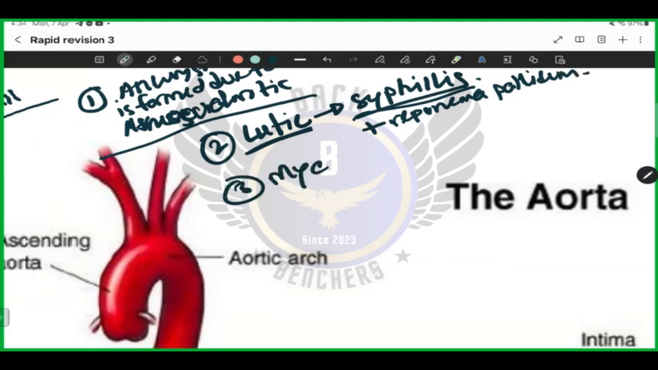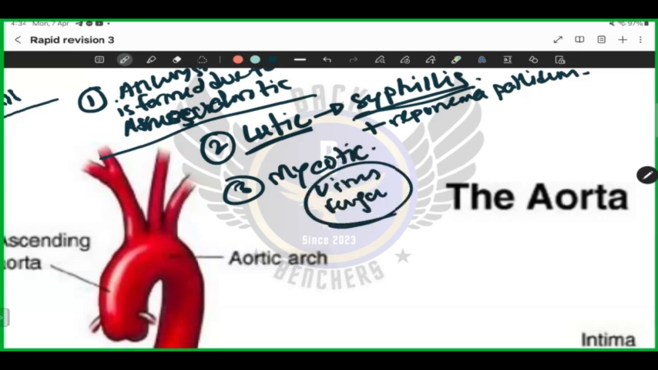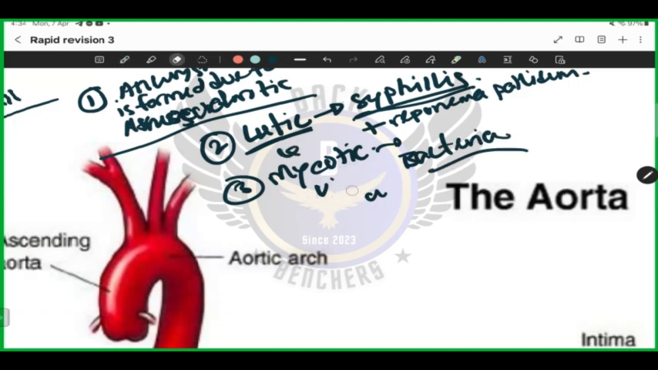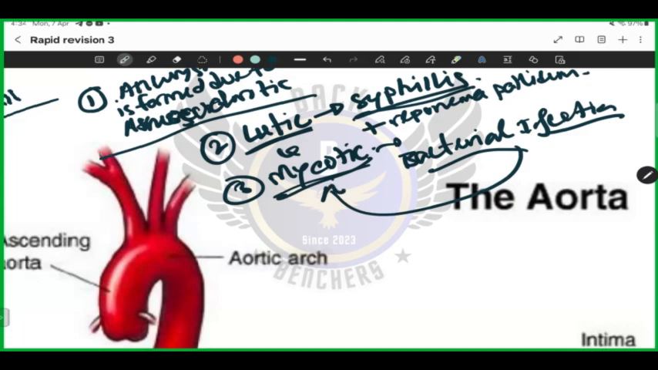Any bacteria, any virus, any fungus, whatever you say. Mycotic doesn't mean fungal infection. Mostly it's caused by bacteria. So it's a misnomer. Remember it. It's a misnomer, but mostly it's caused by bacterial infection. So the aneurysm that is caused by bacterial infection will be called mycotic aneurysm.